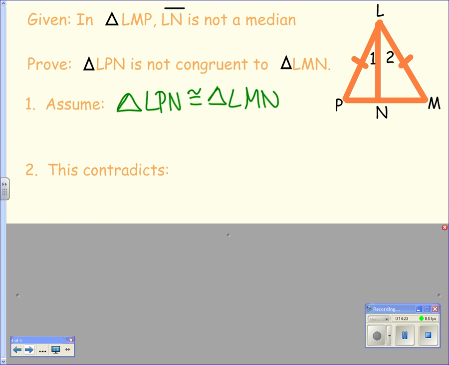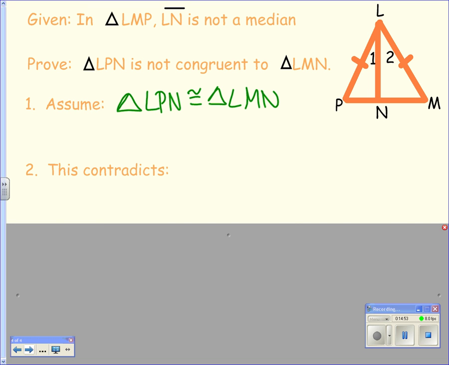The definition of median. What do we know about a median? Okay, so if LN were the median, what would that mean? Yeah, if LN were the median, PN and MN would be congruent. Does that make sense? But LN is not the median, right? So what does that mean? That they are not congruent.